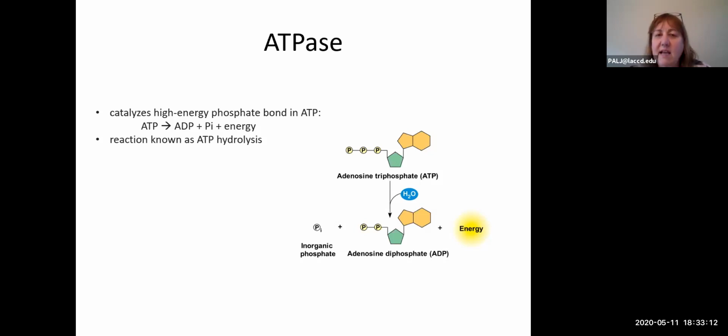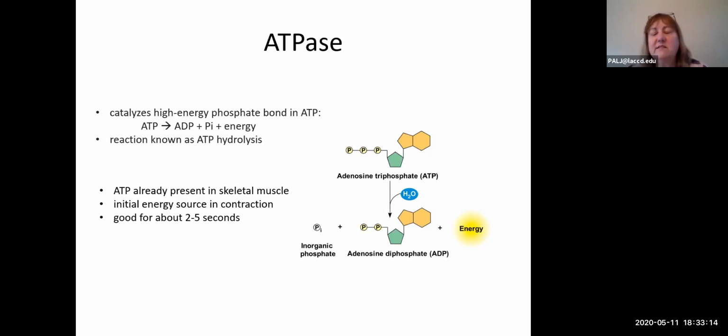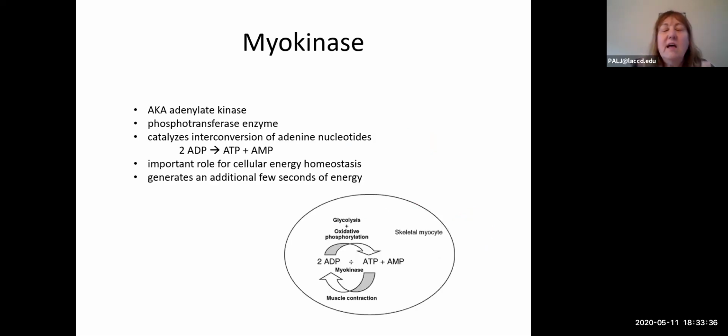So the second enzyme, and this gives you about a couple of seconds' worth of energy, okay? We already have the ATP in the skeletal muscles being used all the time. As long as you have blood flow going on, and as long as you're breathing, you're making ATP. So we have a couple seconds' worth. Like if you're on the treadmill or the elliptical, it's good for maybe 2 or 3 steps, and that's it. The second enzyme is called myokinase.